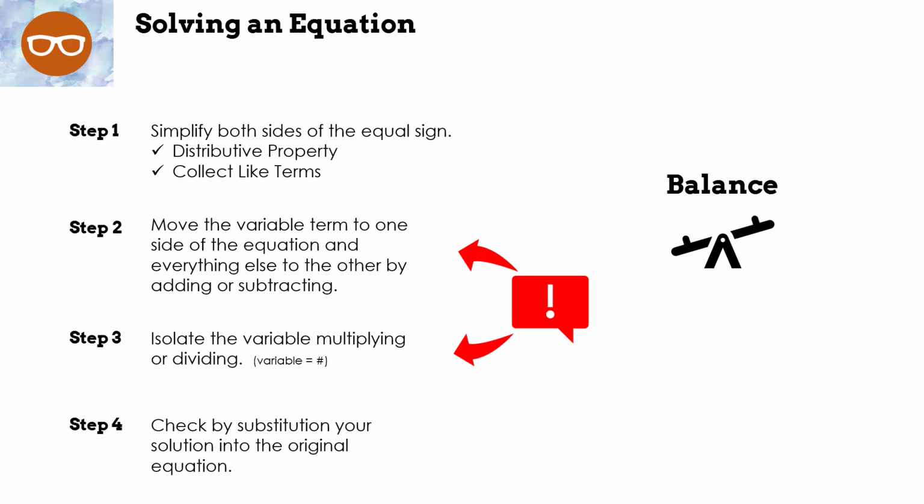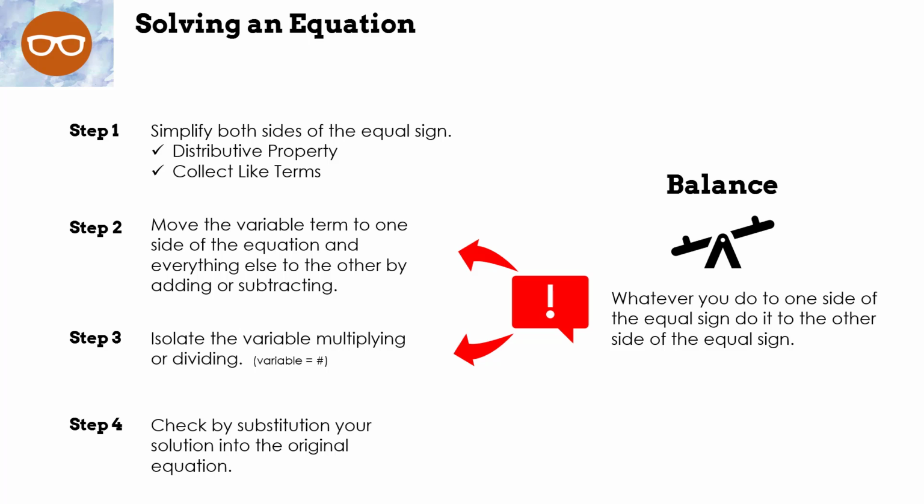Now there is one super important thing that we have to remember when we're doing algebra, and that's balance. Whatever you do to one side of the equal sign, you have to do to the other side of the equal sign. Super, super important. Balance, balance, balance. All right, let's look at one.